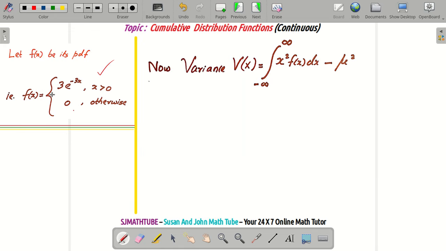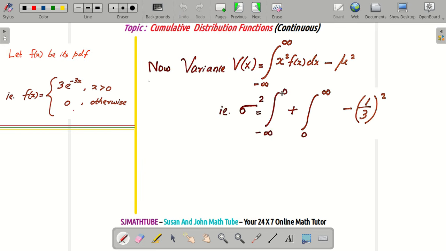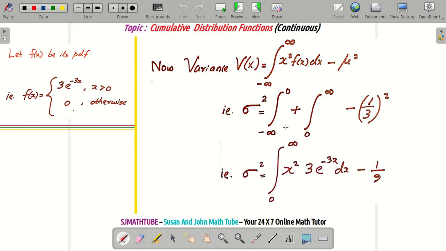And here we have our f of x and the formula for variance. And as always, we are going to split the integral. It's a two-piece integral, you can see that. So we can write minus infinity to 0 and 0 to infinity, minus the value of mu we just found. Of course, the first one is going to disappear because the function value is 0 here.